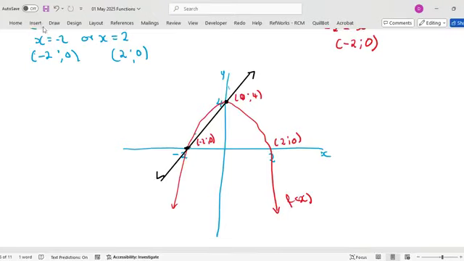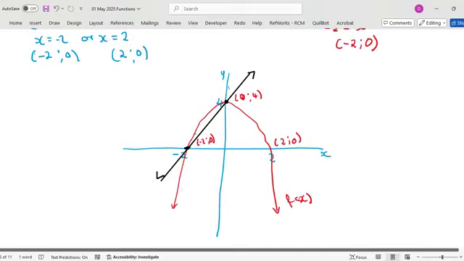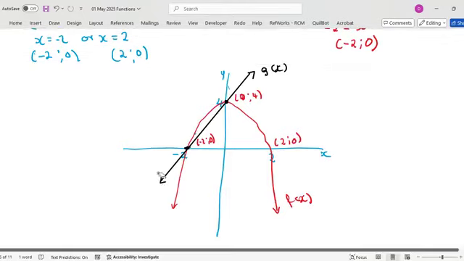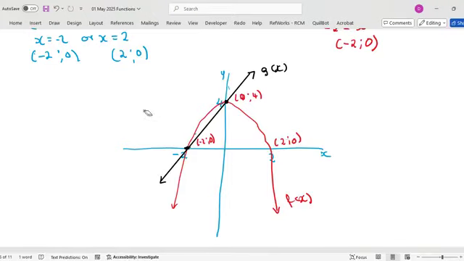That we're talking about. That graph there is our g of x. So we've got two graphs, f of x and g of x. What did I do? I've drawn the two graphs on the same set of axes.